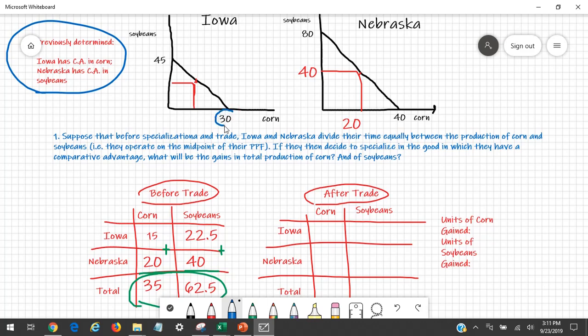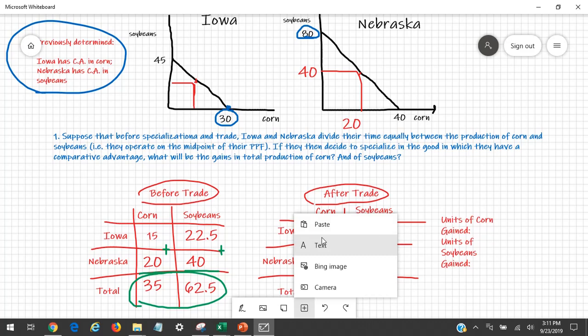They're going to operate way down here on their PPF. They're going to make 0 bushels of soybeans and make only bushels of corn. So if they do that, they're going to end up making 30 bushels of corn. And then Nebraska, they had the comparative advantage in soybeans, so they're going to specialize in soybeans, which means they're going to make 80 bushels of soybeans and 0 bushels of corn. That's what it means to specialize. You're making only one of the 2 goods.